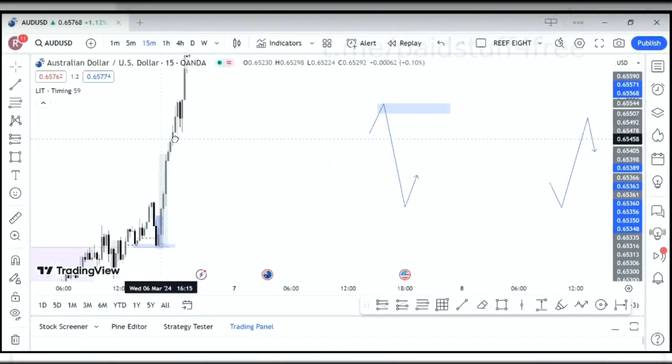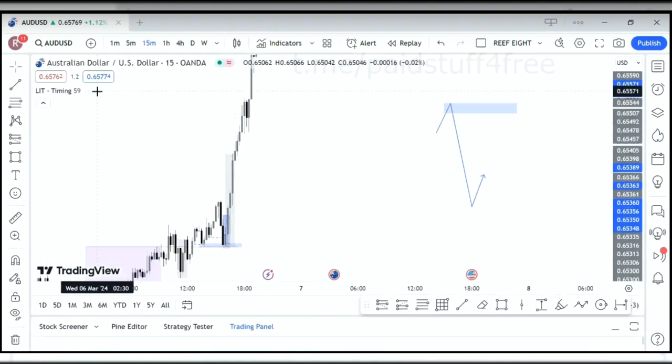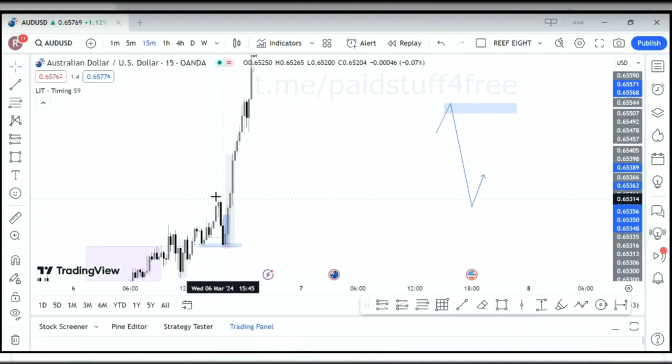So I'm going to start with AUD/USD. Here we have AUD/USD. You can see on the higher time frame we have a swing low. You see the 3 candlestick pattern formation, 1, 2, 3. That is just a swing low.